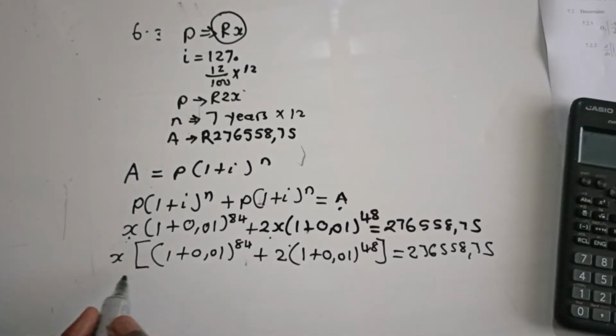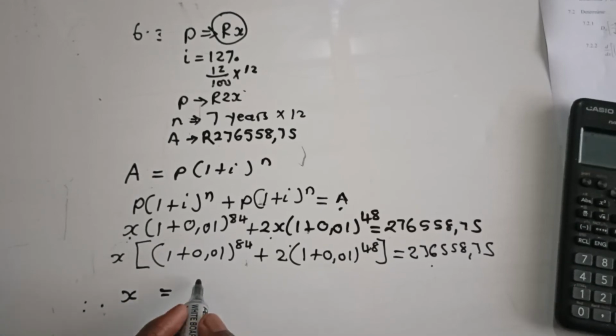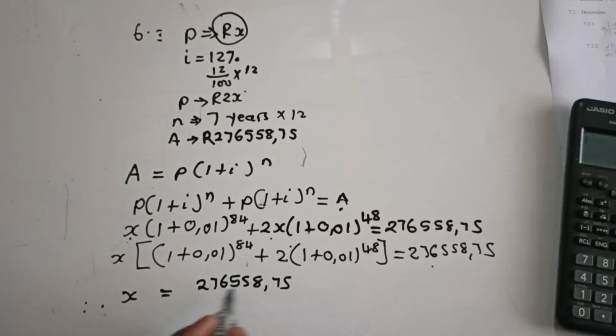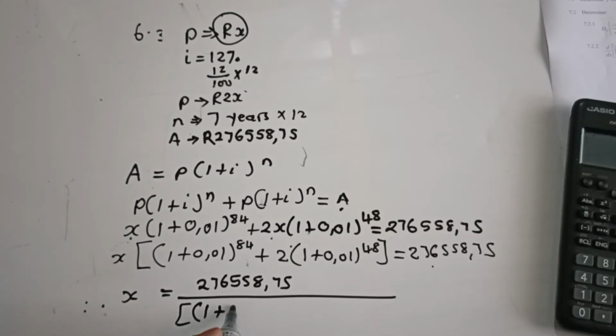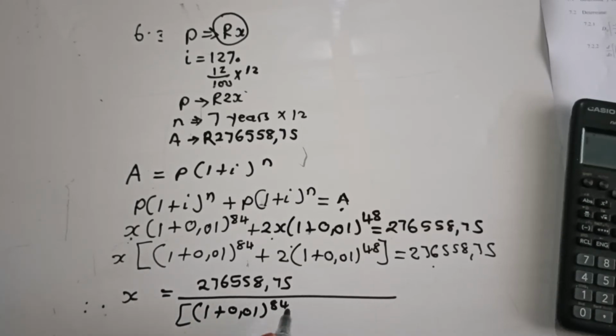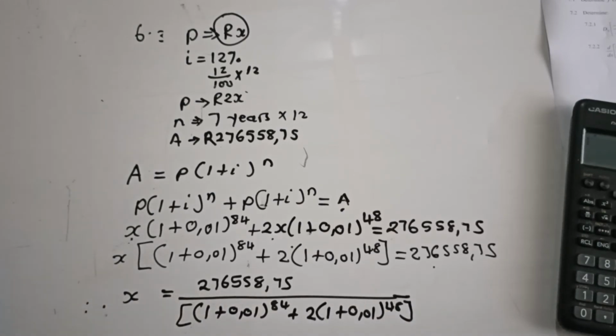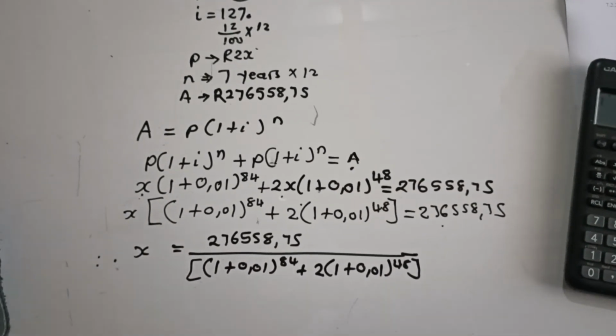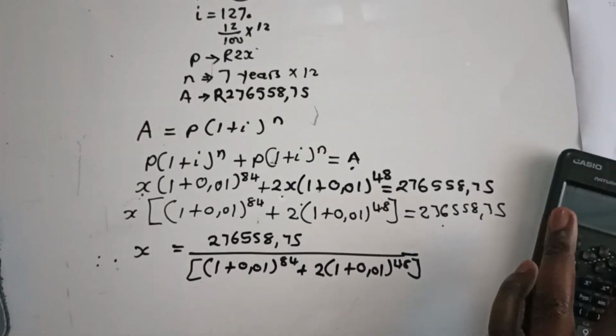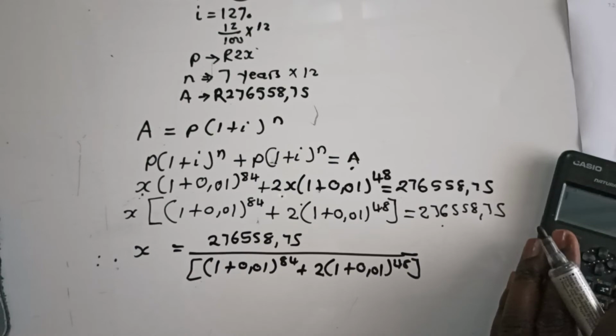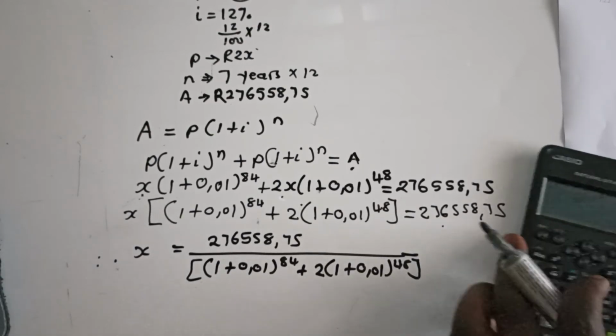276,558.75. Okay, so we're going to divide this by all of this. I can advise you just to take it the way it is. 276,558.75 divided by the whole of this: (1 plus 0.01) to the power of 84 plus 2 into (1 plus 0.01) to the power of 48. Here it is. So what I have to do now is just punch in and check how much money was invested at the beginning, right? So punch everything in.